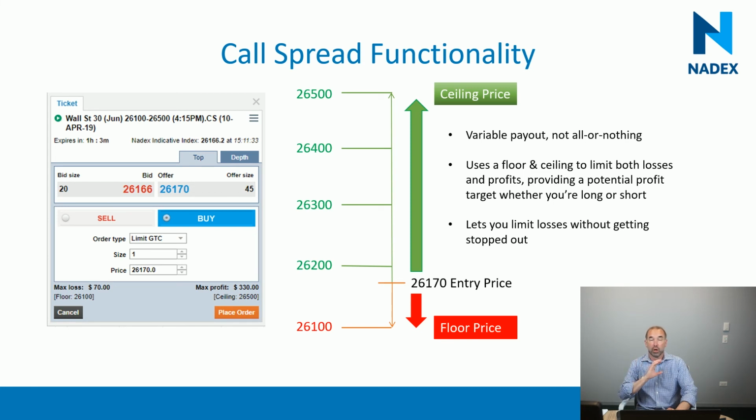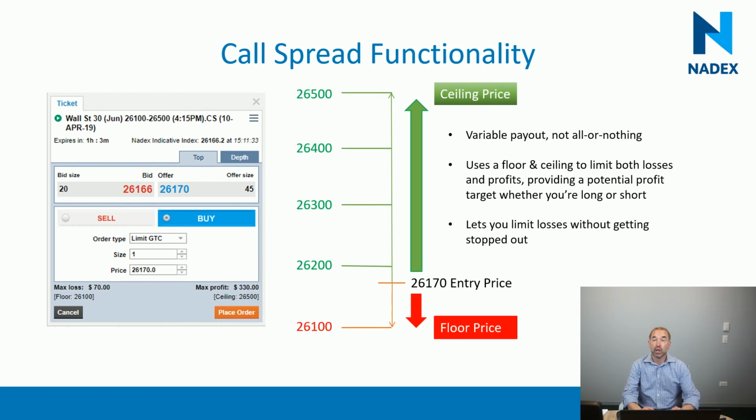Again, just like every other Nadex contract, you can close it out early. If you've got profit and you want to lock that in, you can lock it in. If you've got losses and you think you don't want to take any more, try to close that out. Get out of that losing trade. Right? If you're selling, the ceiling is protecting your risk on the sell. The floor is your maximum potential profit. And so you can limit losses without getting stopped out.